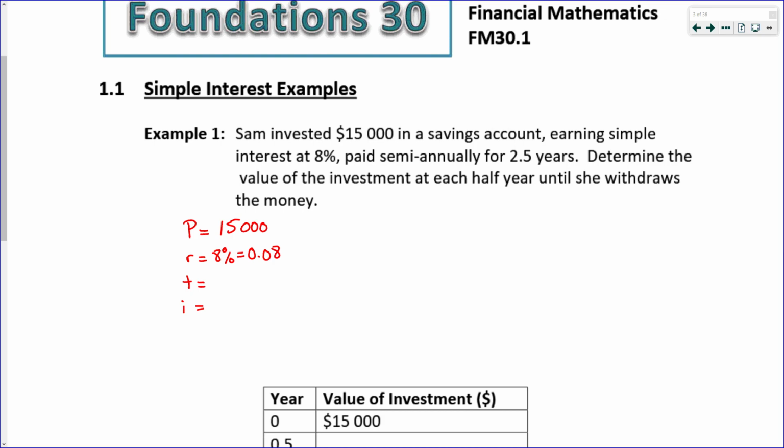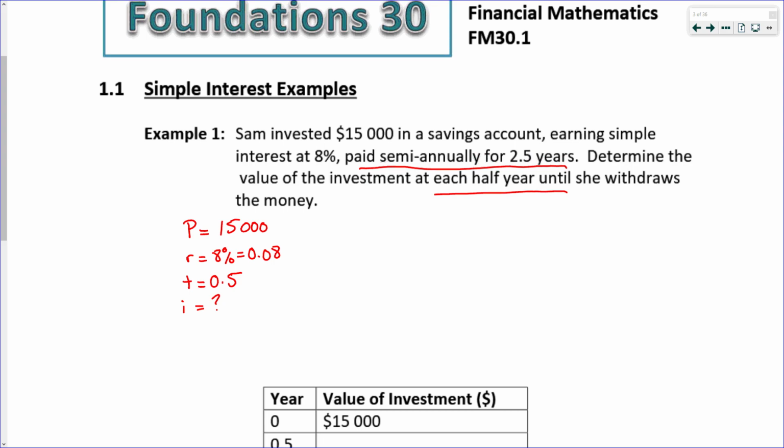Again, another reminder, if you're not sure how to do that, you just take 8 divided by 100. And then for this one, my whole thing is going to be 2.5 years. However, what I'm looking at is these half-year intervals. So my term in this case is going to be half a year, so 0.5. And the amount of interest I earned is what I need to find.